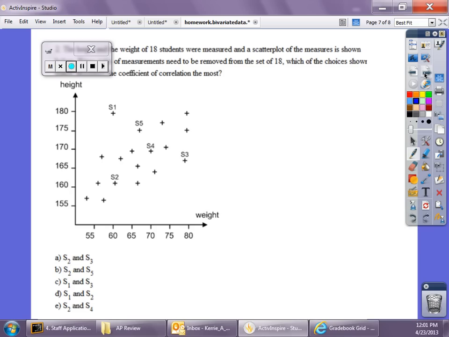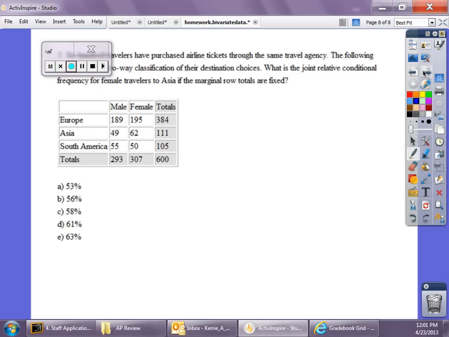The last problem for today, number 3, is a two-way table. This fits in with bivariate data because we're looking at two variables. It's really more of a probability, but it's good to keep in mind just the same. The thing you have to read carefully here is what is the total that you're looking at. The numerator is usually easy to find. The denominator is usually the tricky part. They tell us that 600 travelers have purchased airline tickets through the same travel agency. We see that 600 in our marginal sum total at the corner.